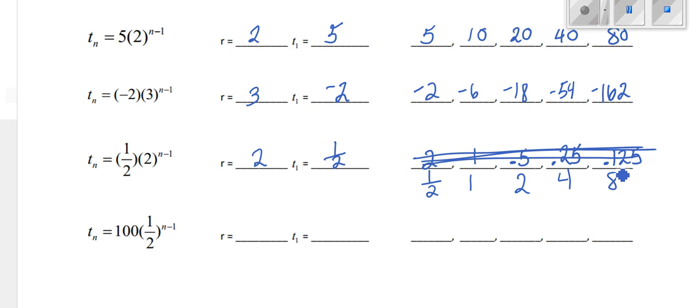Okay, and last, my first term is 100. Common ratio is half, 100, 50, 25, 12.5, and 6.25.